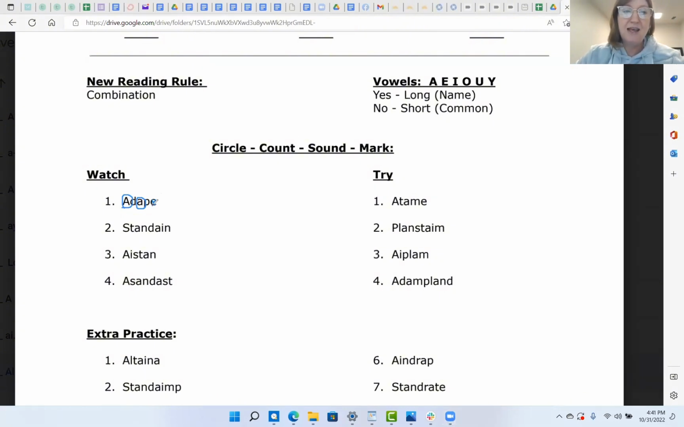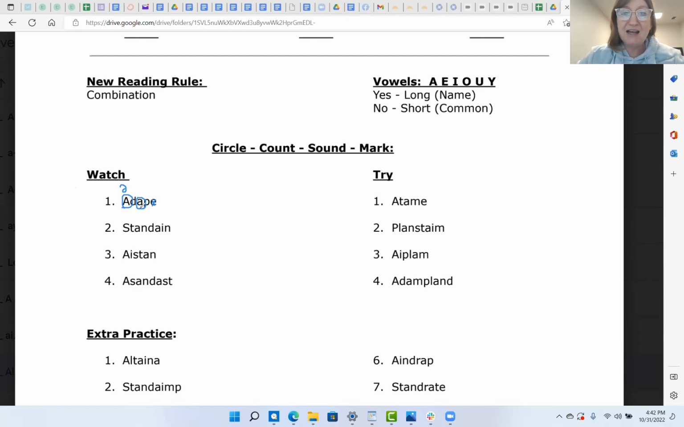Now, A at the beginning: if there's another vowel 2 doors down, then that first A changes to the schwa sound. The symbol for the schwa sound is an upside down E. So again, the schwa sound is represented by an upside down E, and that happens when there's an A at the beginning and another vowel 2 doors down.